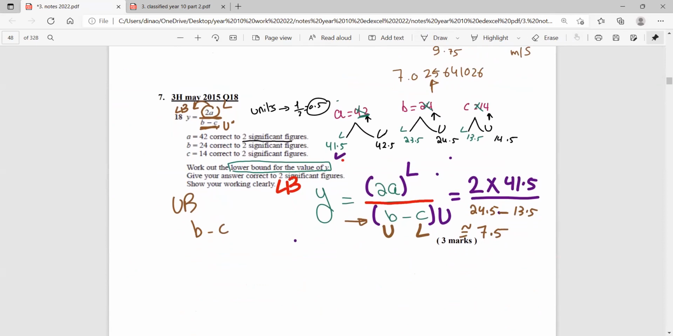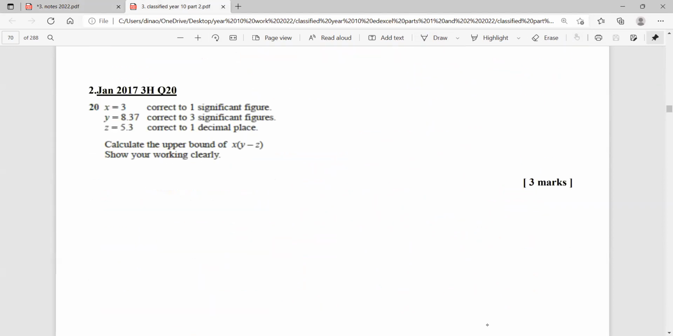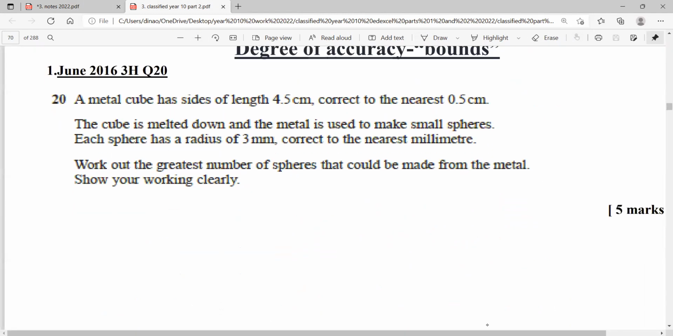We will do first this question, classified part 2, page number 70. We're going to do this question together and then we will go to classified part 4.